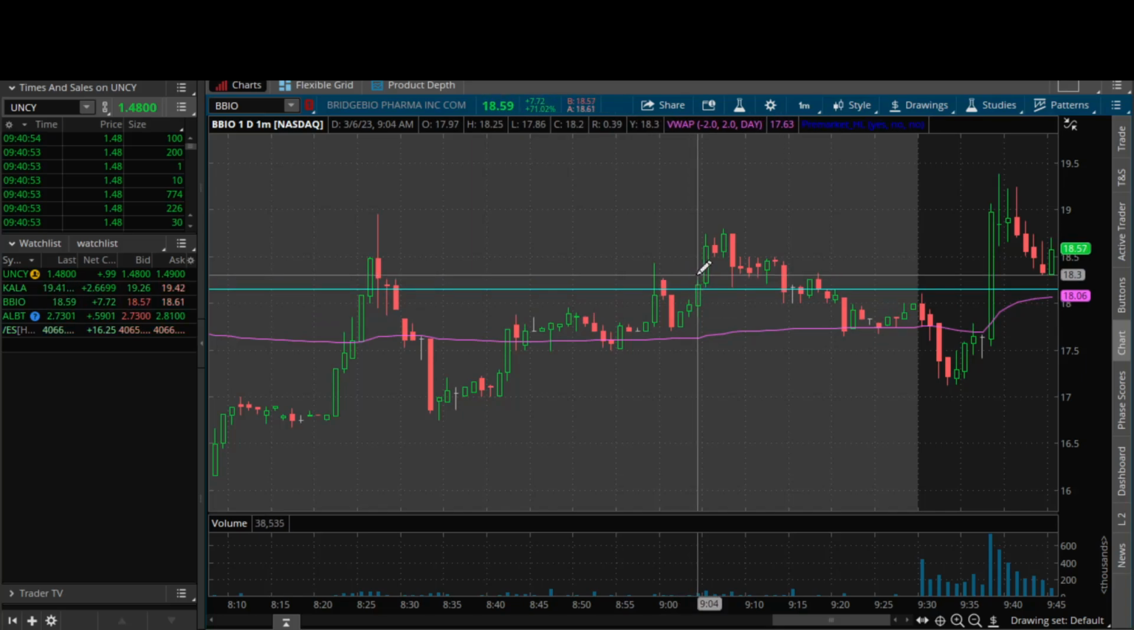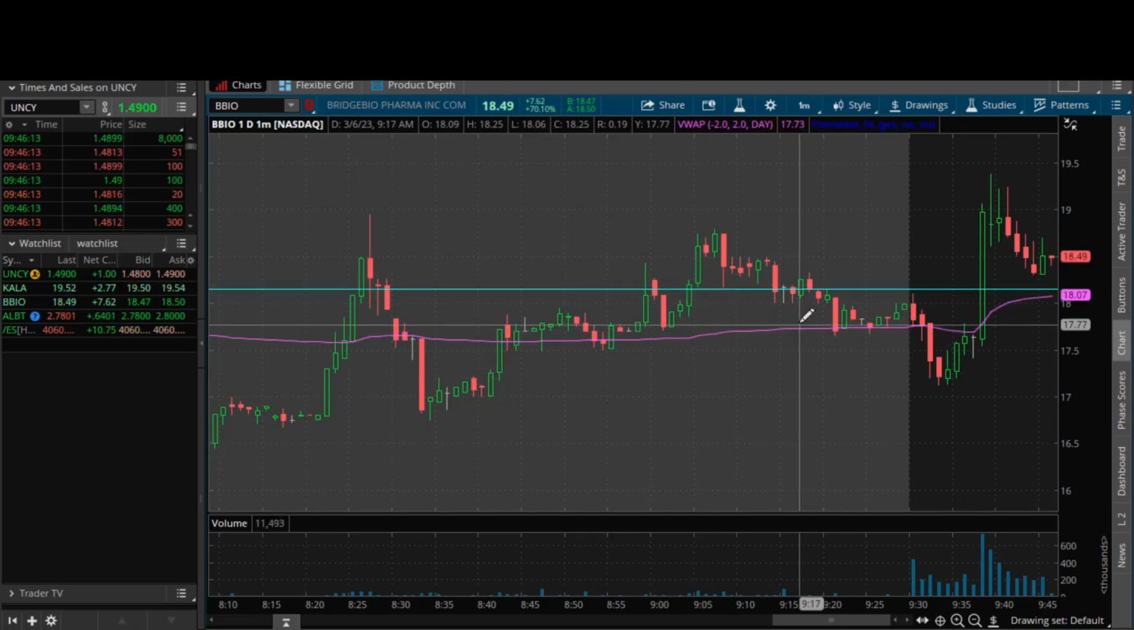All right, let's see what we got here. I got my eyes on BBIO. This one might give us a play here pretty soon with equities, BBIO. Let's see what it does. Again, if I can get a flush right here, I'll hit BBIO.